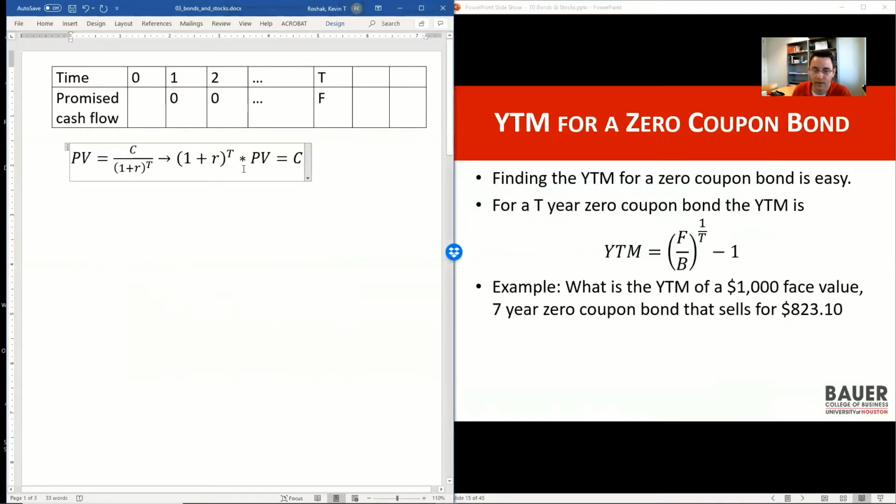So that's what we're left with. We get rid of it in the denominator here. Instead, we move it on to the left. Well, what do we want to do next? We want to get 1 plus R by itself. So we're going to get rid of this present value. We want to move that away from R. So we're going to divide both sides by the present value.